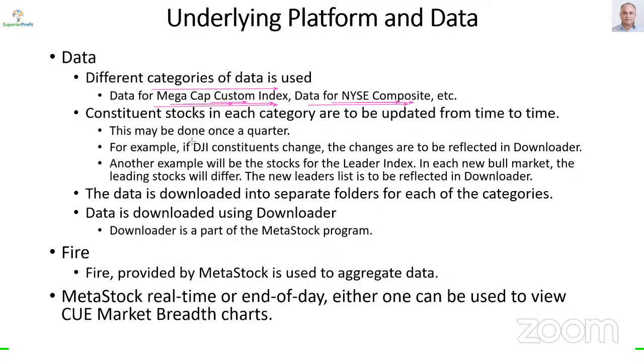This may be done only once in a quarter. For these indices, whether composites, major indices or custom indices, if their constituents don't change often, updating once in a quarter is enough. Or if you know that Dow Jones constituents are changing, you may update only at that time. So if you keep track of when Dow Jones, NASDAQ or Russell 2000 are being reconstituted, you may update at that time, or you may just update once in a quarter.